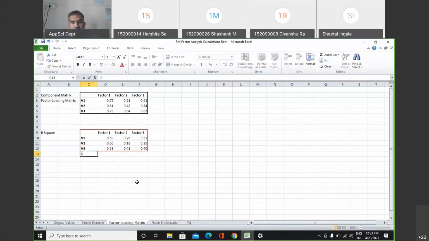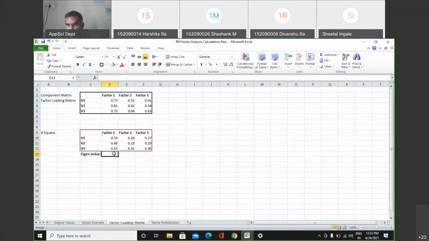So here we have eigenvalue. Here I'm just trying to name this as eigenvalue. If this is an eigenvalue, we can try to discuss. So we are just adding this. So eigenvalue, yes, eigenvalue, and we can have the sum here.